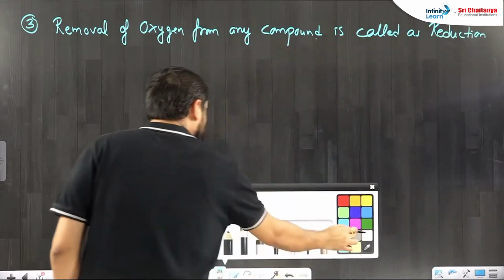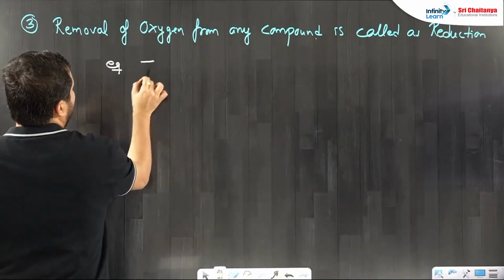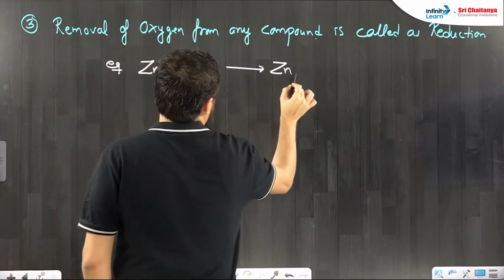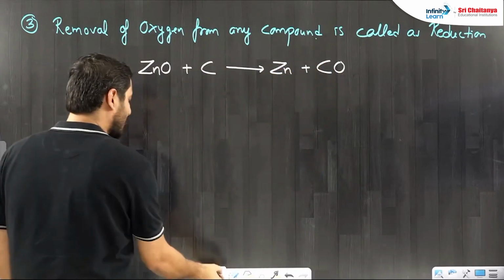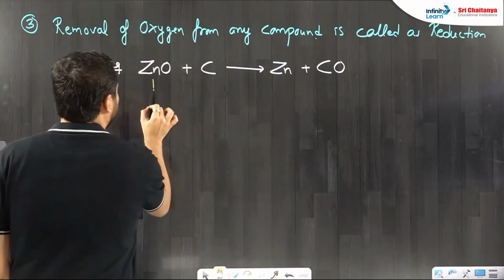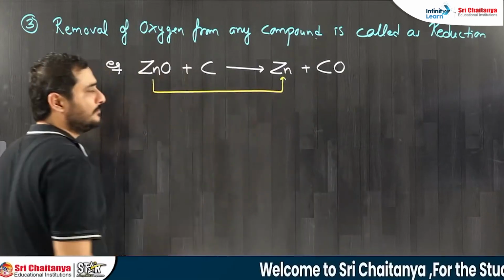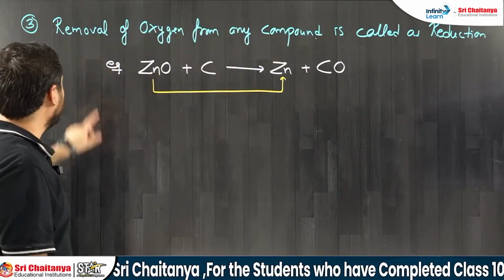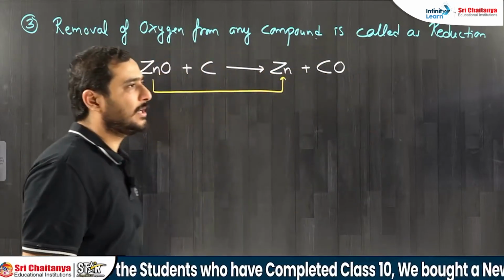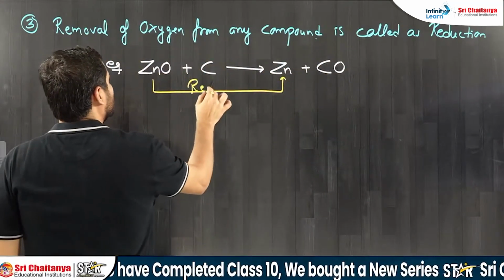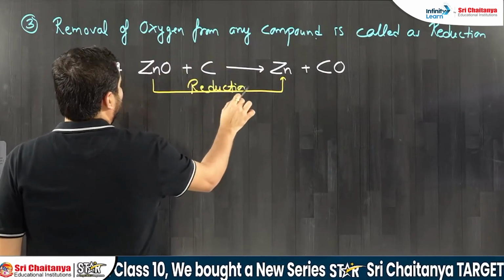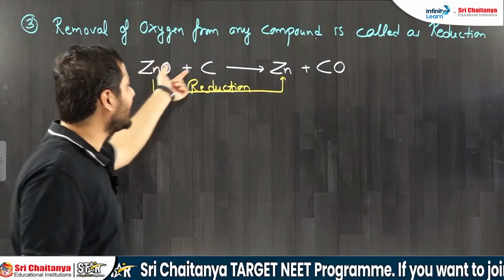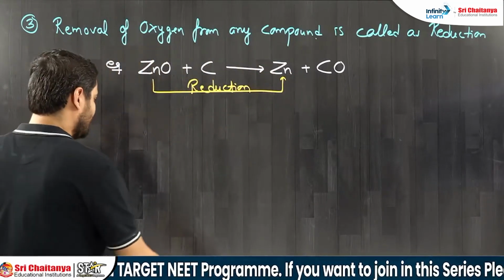Okay. So if I take one example, zinc oxide ZnO plus carbon, what is formed? Zn plus carbon monoxide. Now we have to only consider this ZnO to Zn. Now from ZnO to Zn, what is removed from here? Oxygen is removed, and removal of oxygen from any compound is called as which process? Reduction process. So what we can say here, reduction of which compound takes place? Zinc oxide is reduced to zinc, that is Zn.